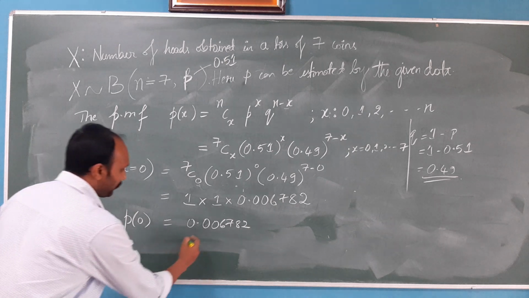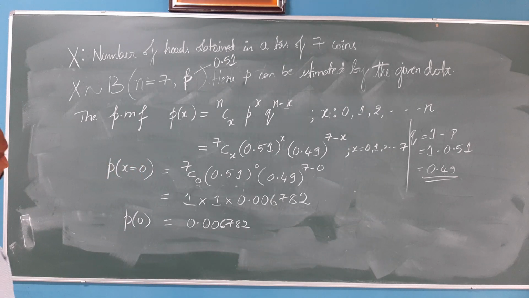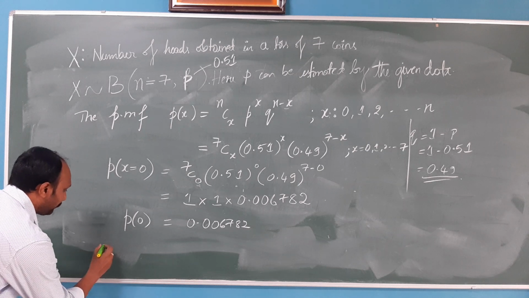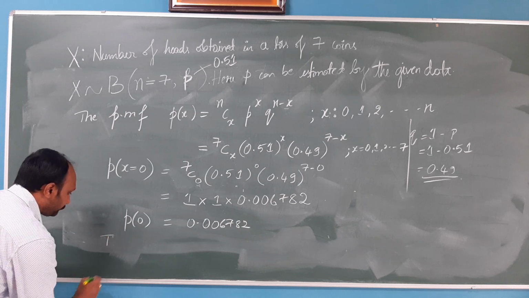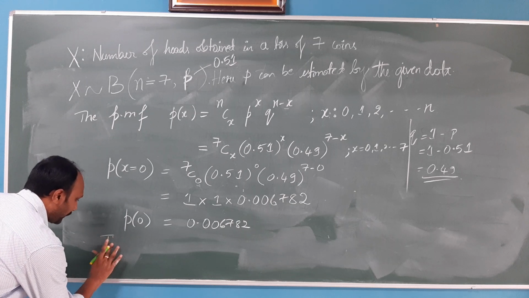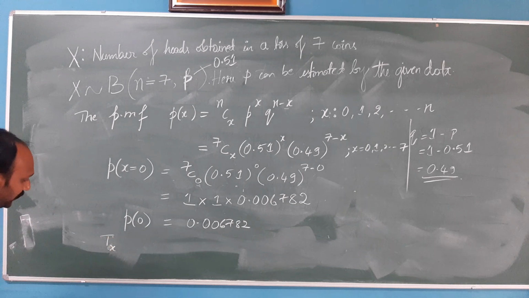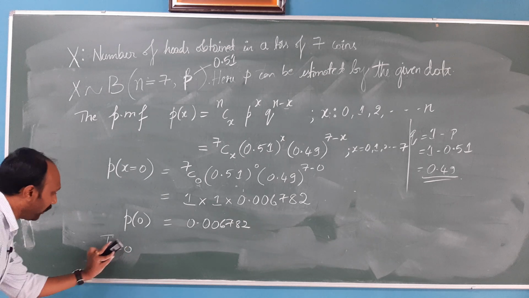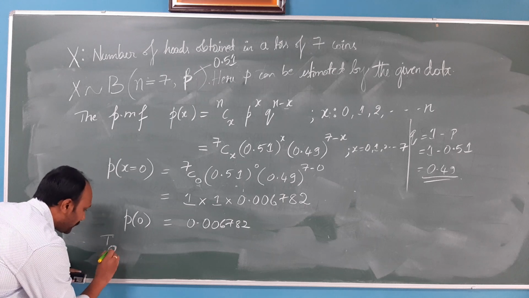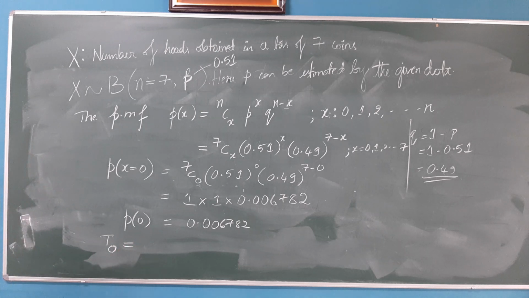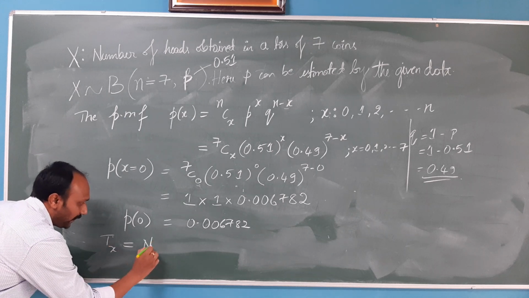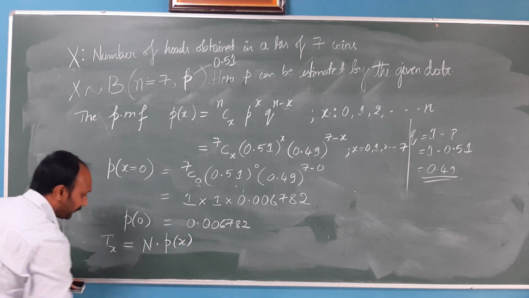Or else simply you can write it as probability of 0. So probability of 0 is 0.00678. But we want to know the theoretical frequency of x taking the value 0. So you can write it like this: t of x equal to 0, or directly t of 0. So what is t of 0? There is a formula. Please let me write it once again. T of x is equal to n into probability of x.